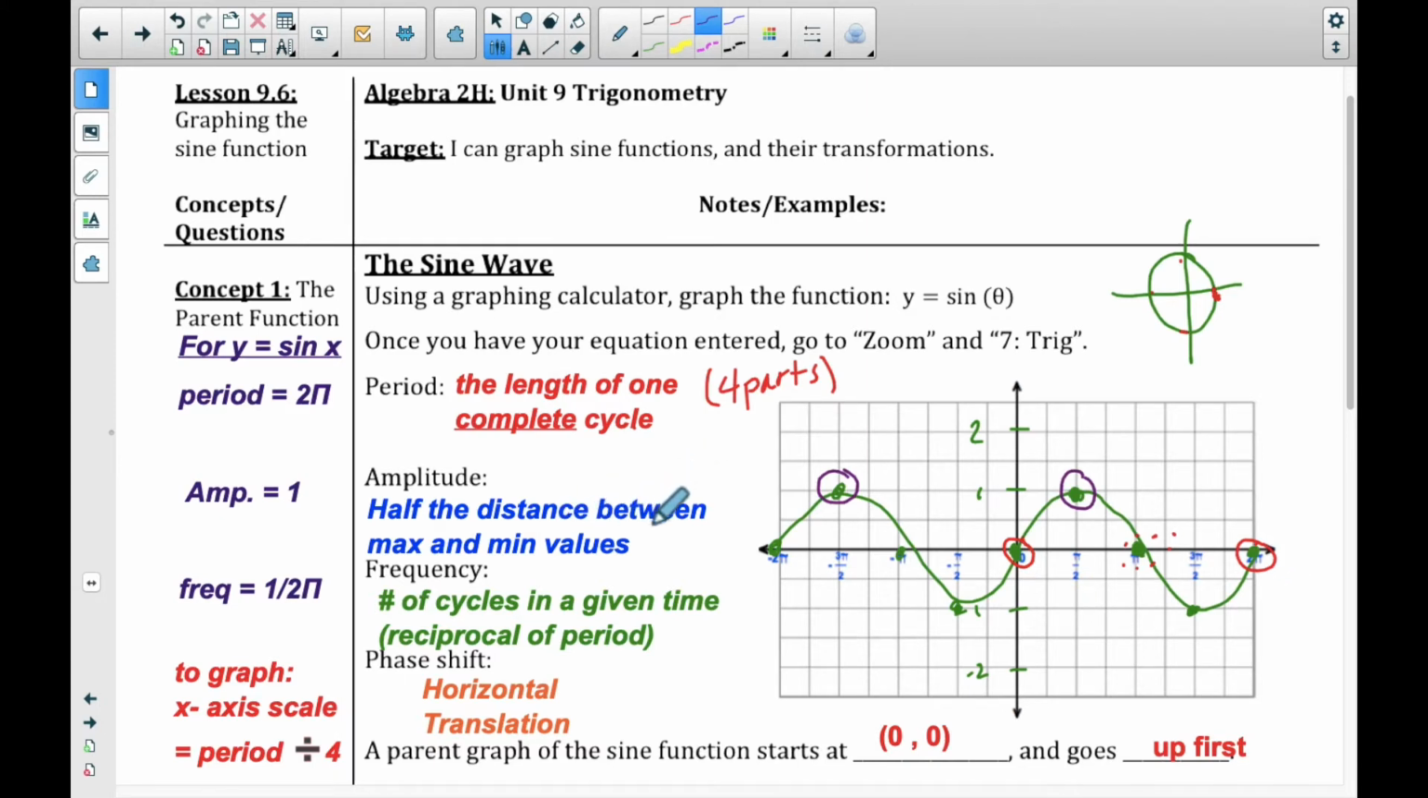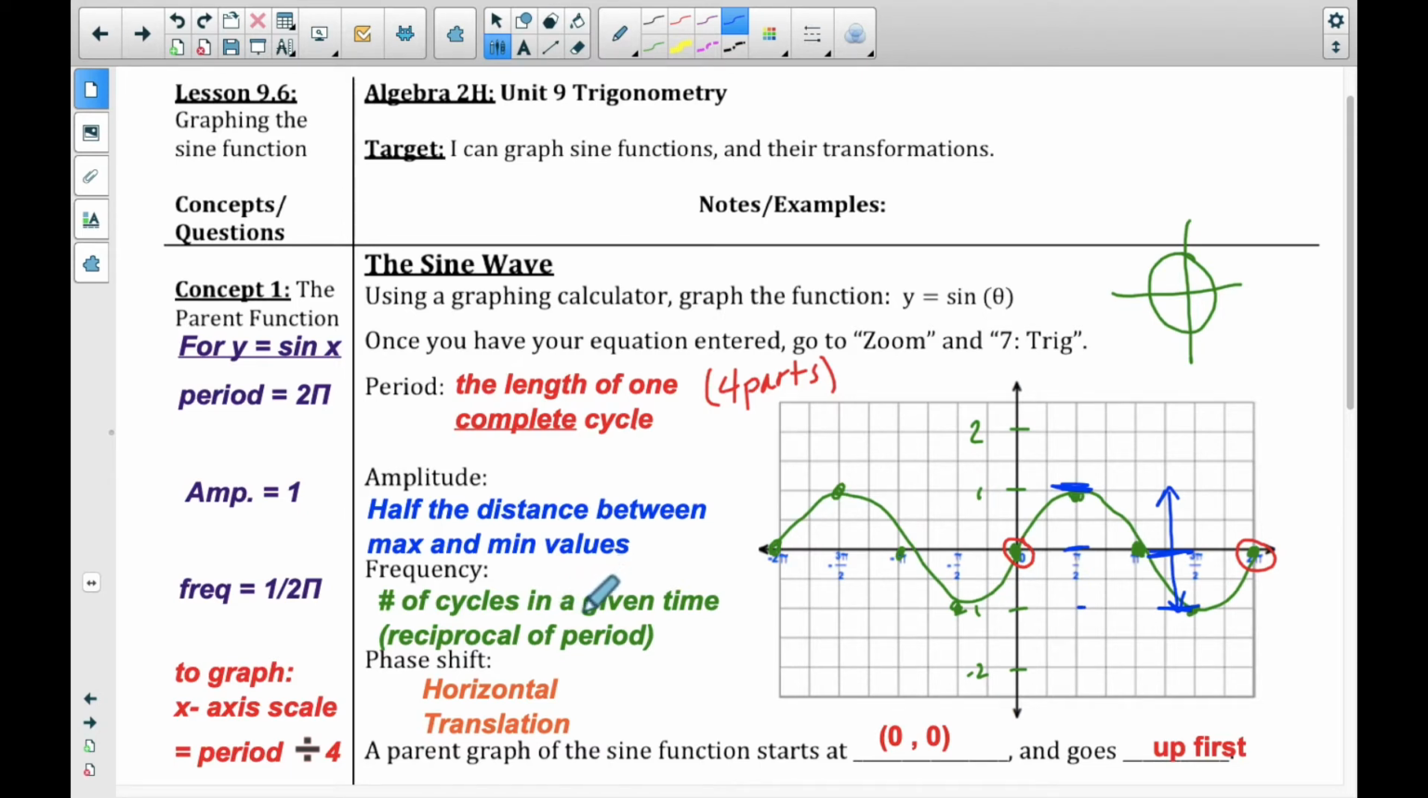The amplitude is half the distance between the minimum and the maximum values. And by the minimum and maximum values, I mean the same thing that we've been talking about all year. This is my max and this is my min. The amplitude is half the distance between these. See this line that runs through the center? We usually call that the midline. It's also the distance between the midline and the max, or the midline and the min. So in this case, our amplitude is 1. It goes up to 1, it goes down to negative 1. Amplitude of 1.